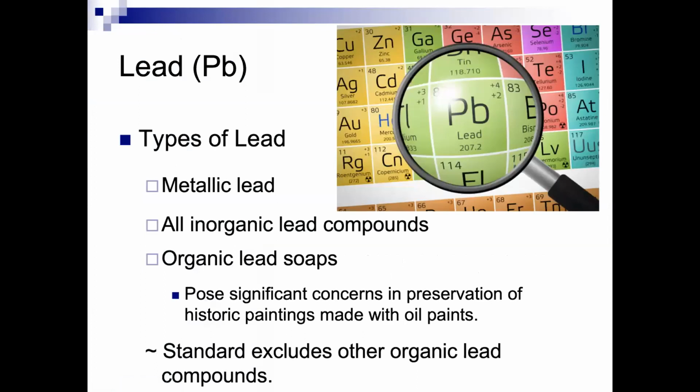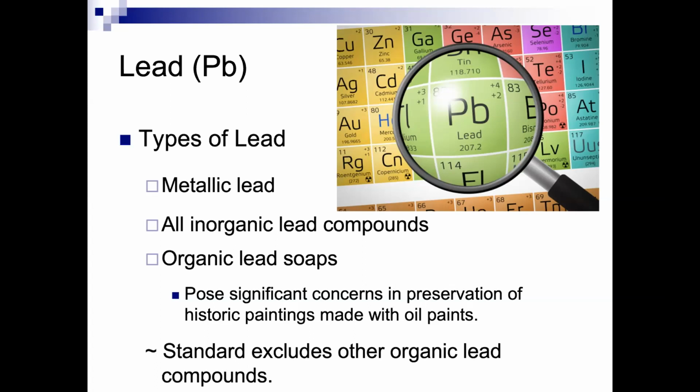Lead is an element, as shown in the periodic table on the right. And the types of lead in this slide are the types of lead that OSHA regulates with those two lead standards that I talked about. Metallic lead, all inorganic lead compounds, and organic lead soaps. Organic lead soaps are less likely to be a concern for most individuals in general industry and construction.